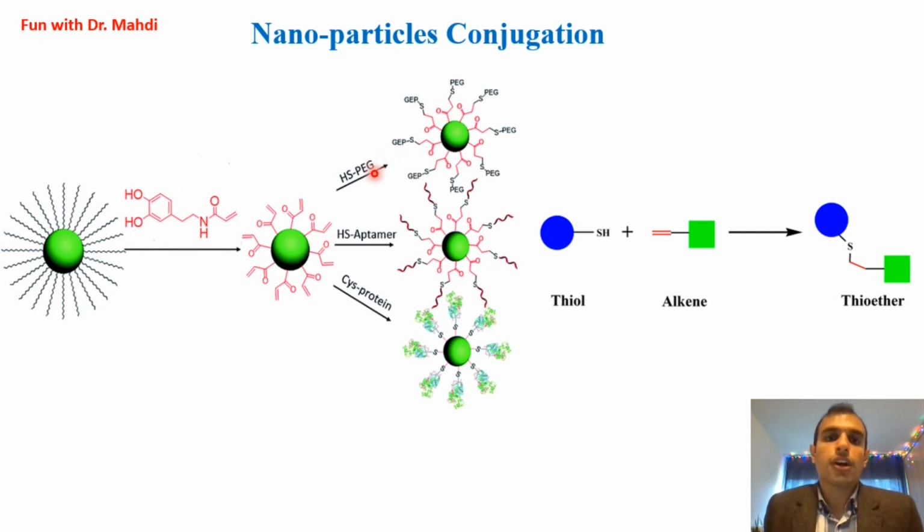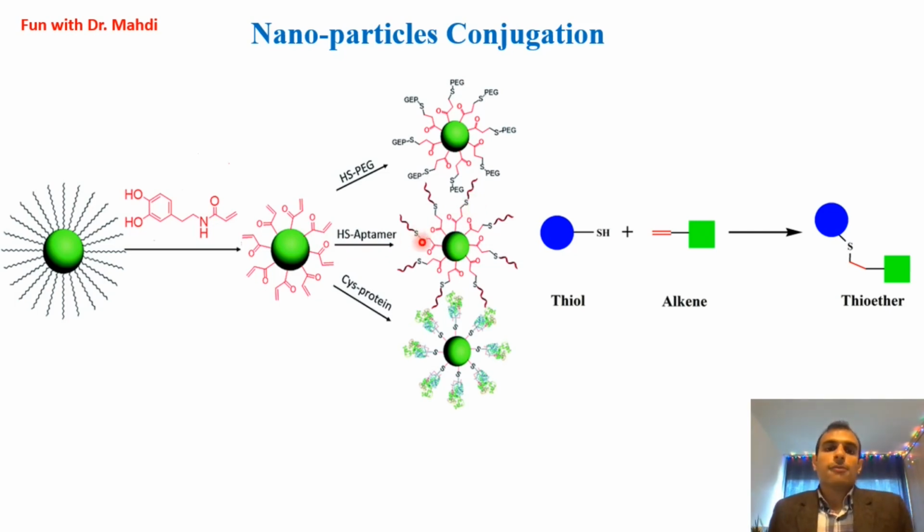For example, we would like to connect PEG on the surface of the nanoparticle. We need to find PEG with a thiol group, and after click reaction between the thiol in the structure of PEG and the alkene on the surface of the nanoparticle, we can functionalize the nanoparticle with PEG. And also we can attach an aptamer. We can have a bioconjugation between nanoparticle and aptamer. Again, we need an aptamer with a thiol group, and again after click reaction, we will have the aptamer on the surface of nanoparticles.